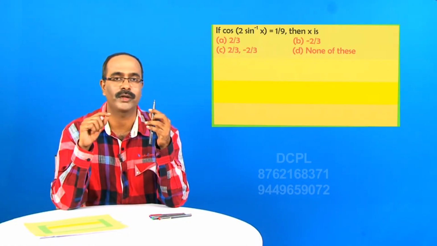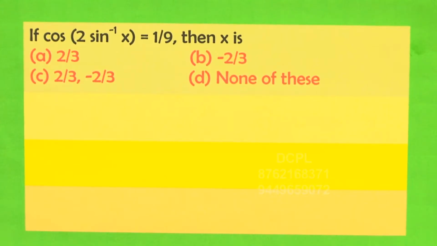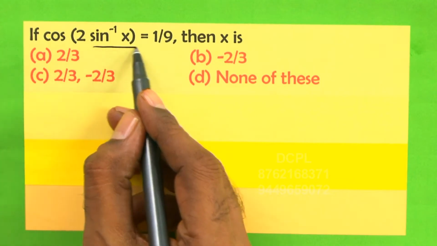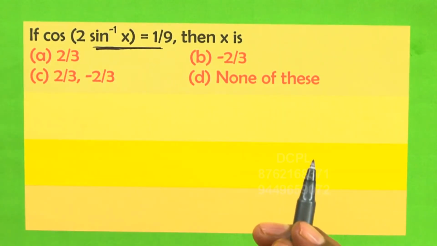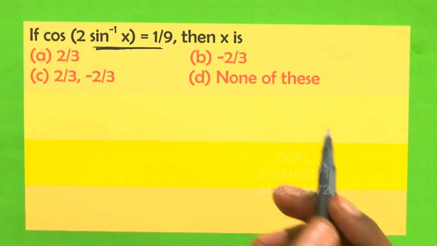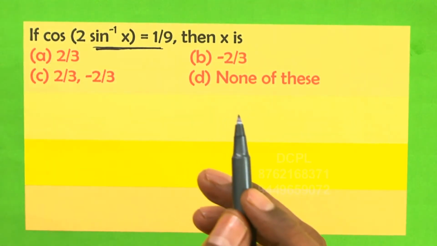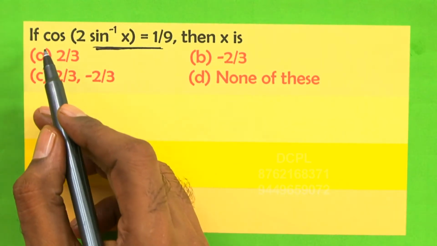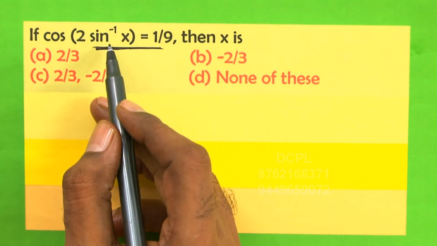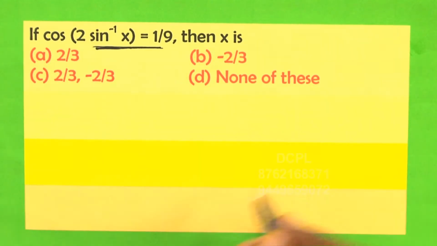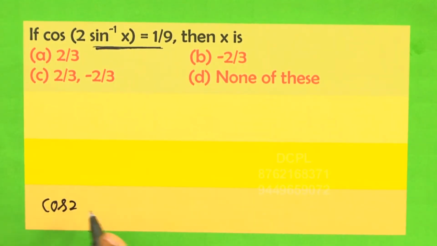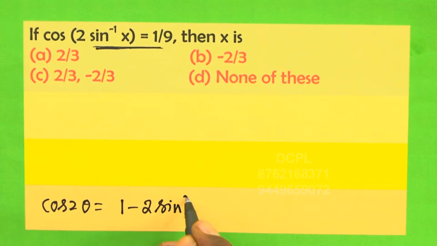Look at the next question, dear students. We have cos of 2 sin inverse of x is equal to 1 by 9. You are asked to find out the value of x. Right. So, can we simplify cos of 2 theta in terms of sin theta? See, we have cos of 2 theta. Can you express that in terms of sin theta? Cos of 2 theta is equal to 1 minus 2 sin square theta.